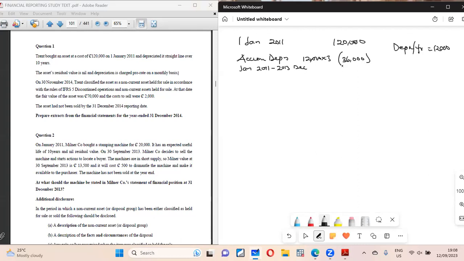So if that is correct, what will be our opening NCA for the 2014 year? Opening carrying amount. How much would that be? Please point the calculators and let me have it. Then we need to find the 2014 depreciation. Who is giving me the answers? $84,000. 84,000.